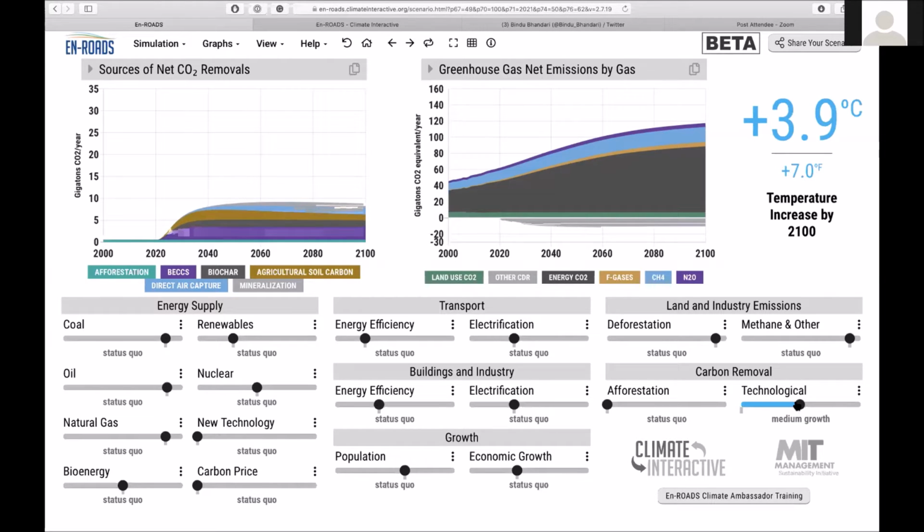Wow. So 0.2 degrees Celsius reduction as I move this slider of technological carbon removal from status quo to medium growth. So 0.2 degrees Celsius is of course a great contribution, but as we say in our training and webinar, there is no silver bullet in addressing climate change. We need a silver buckshot, or as we also say, one seed cannot plant a garden.